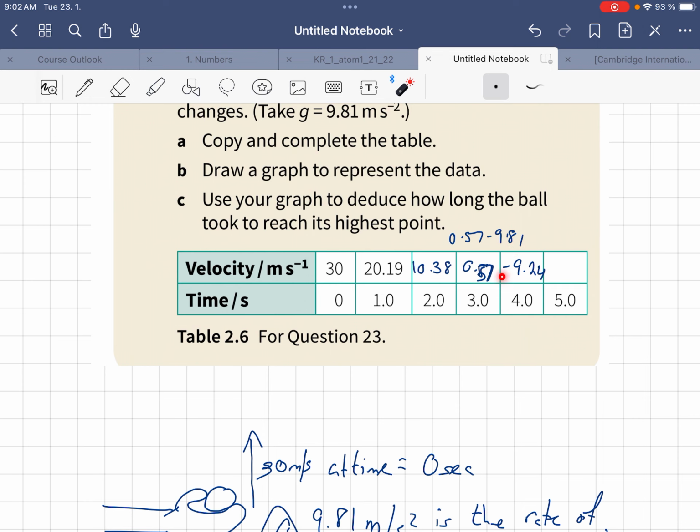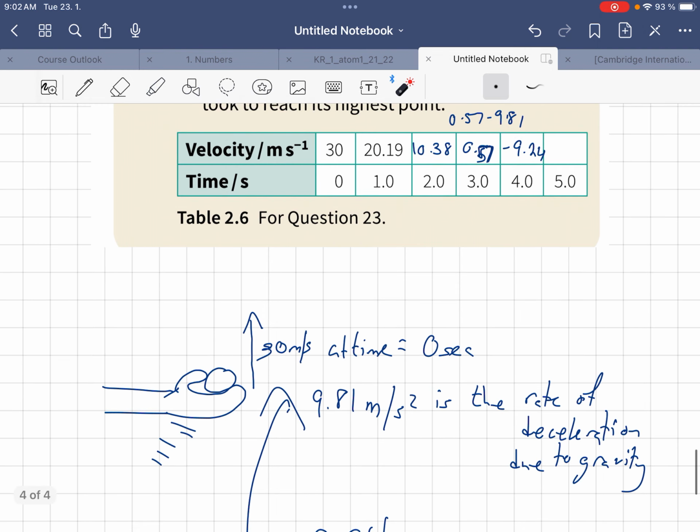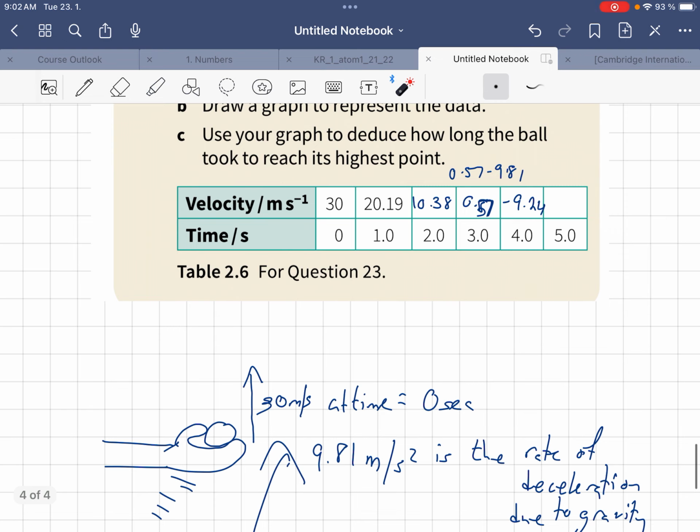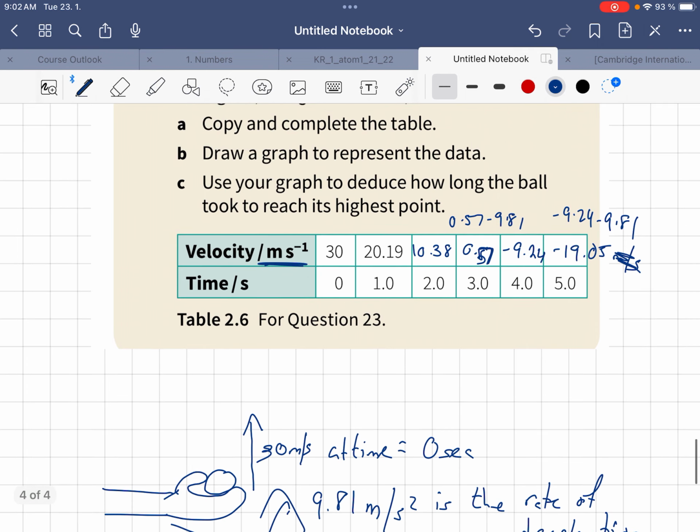But here finally the ball went up, so it was very fast in the beginning, and then it slowed down and started to accelerate back down. And now finally, minus 9.24 minus 9.81, put it in your calculator, and it's going to be minus 19.05 meters per second. You don't need to put meters per second because it's already in the table. So we have all of our values.